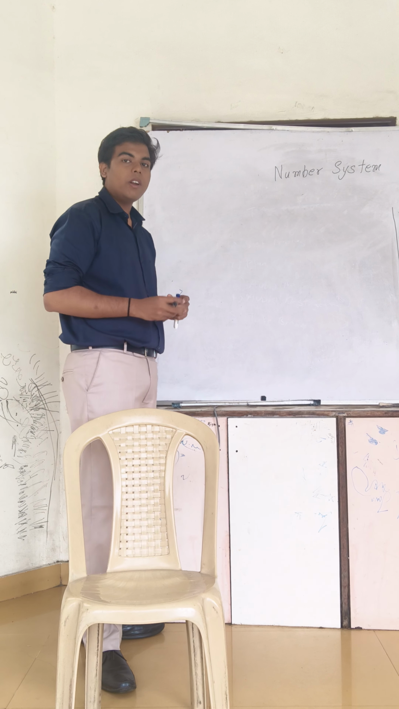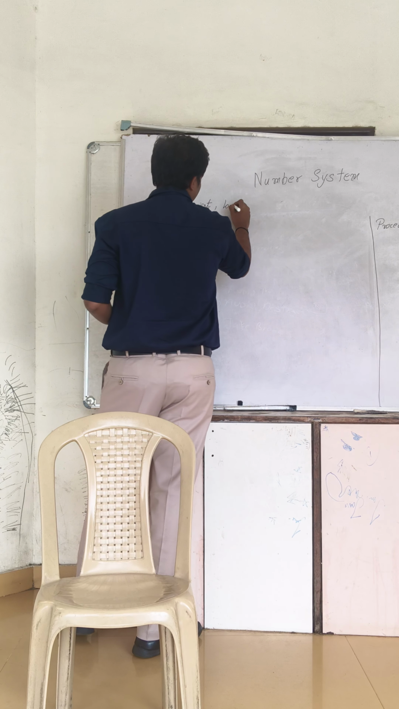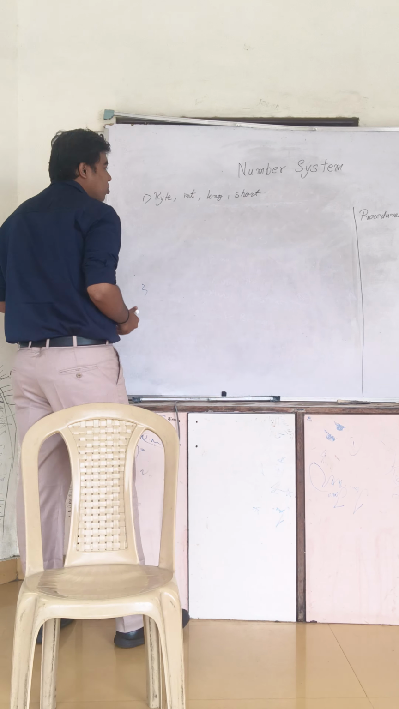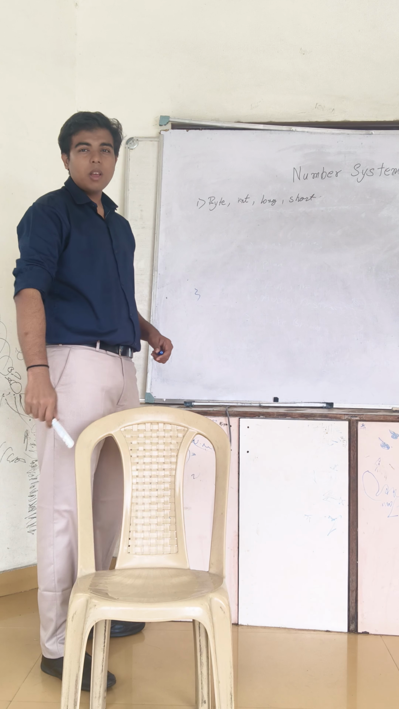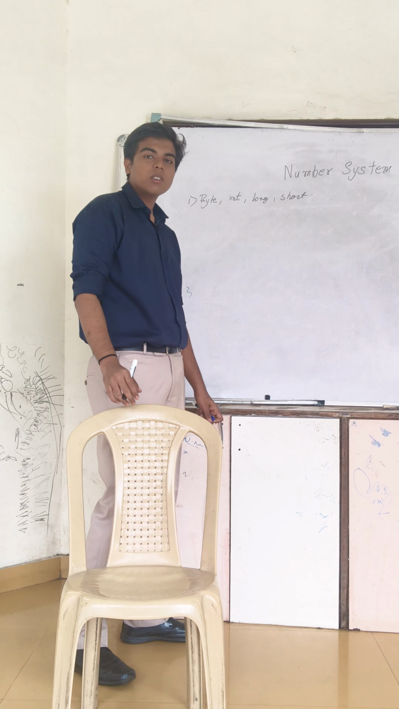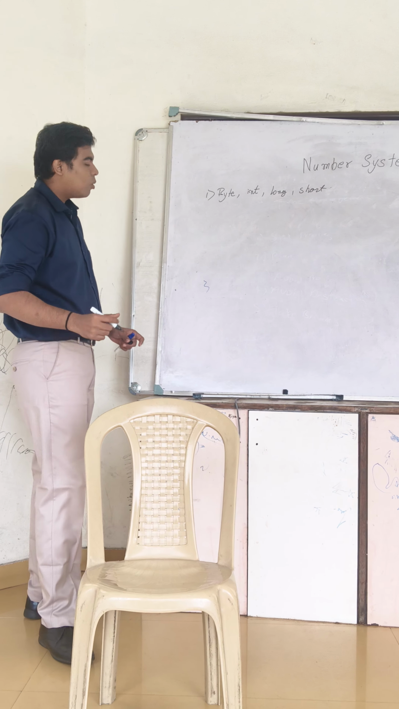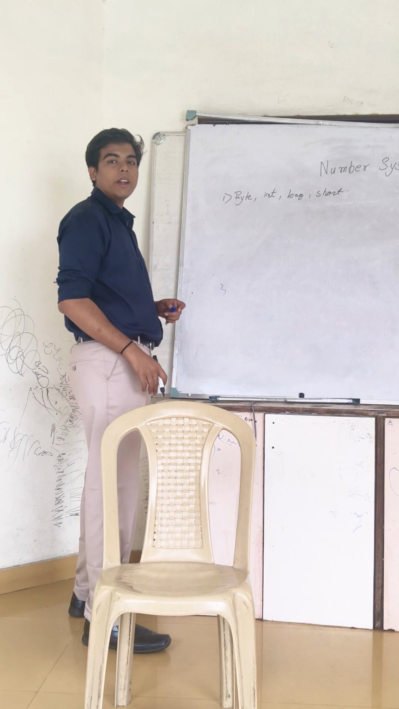So the most basic data types that we have are the byte, int, long, and short. So these are our first basic data types. These are also known as primitive data types in most of the languages because they only store certain values. So let's get to know what size they are and how they actually hold the data.